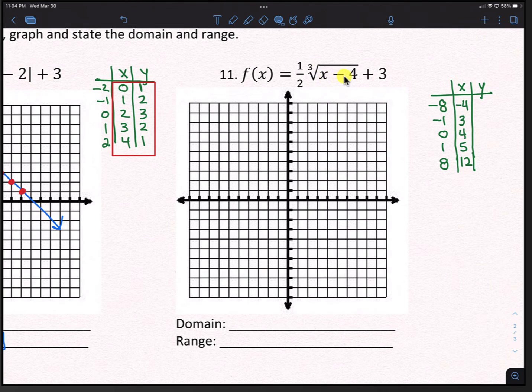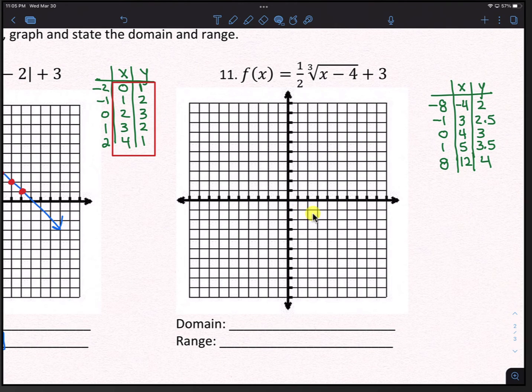Well, -4 minus 4 is -8. The cube root of -8 is -2. Multiplied by 1/2 is -1. Plus the 3 is going to give you 2. So that's going to be 2. And likewise, if you plug in 3 for x, your y value is going to be 2.5. Plugging in 4 gives you 3. Plugging in 5 gives you 3.5 for y. And plugging in 12 gives you 4 for y.